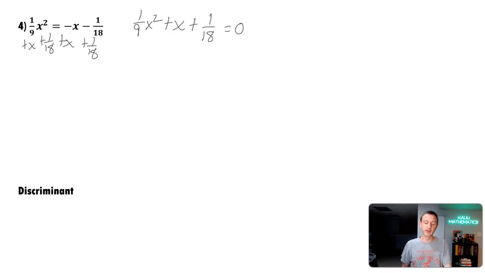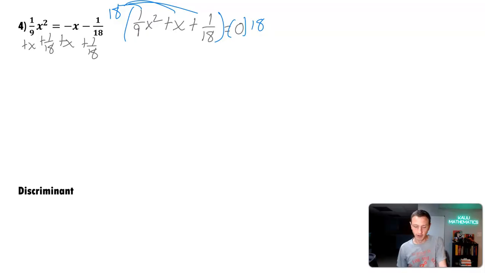Now what we could do is plug this into the quadratic formula as is. A equals 1/9, B equals 1, C equals 1/18. That's going to get very messy very quickly. So let's just clear out the fractions by multiplying by an LCD, which is going to be 18. So I'm going to multiply both sides by 18 because 9 goes into 18, 18 goes into 18. Now we are going to be dealing with a B term equal to 18, but that's completely fine.